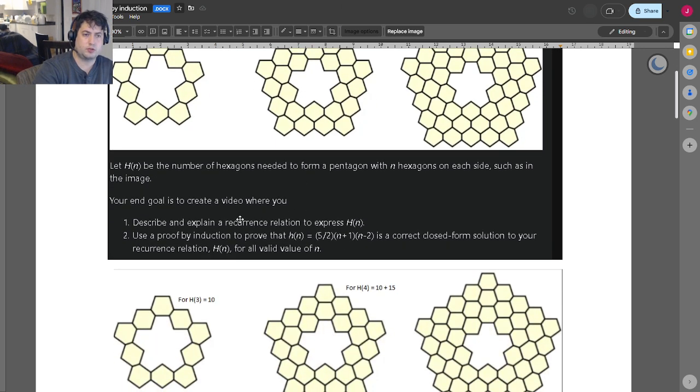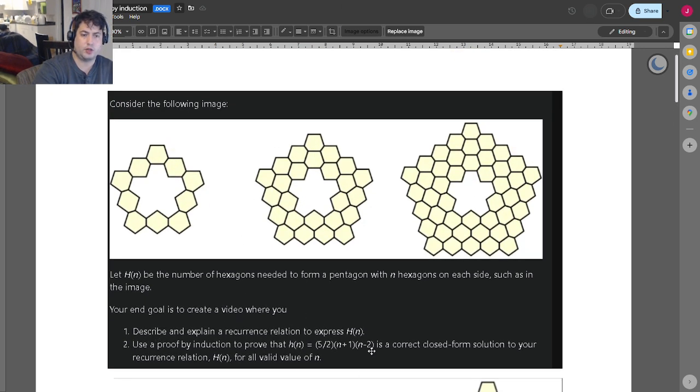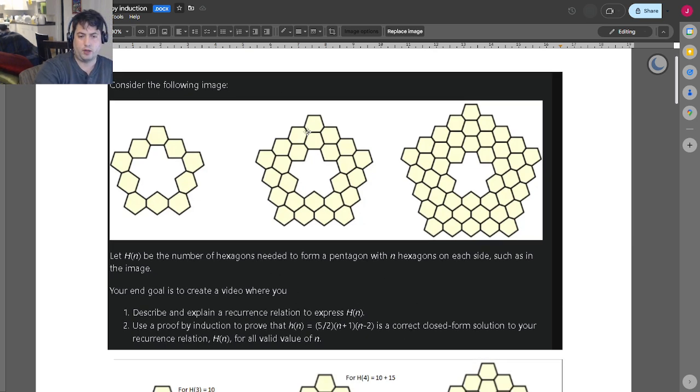And our goal is to describe and explain recurrence relations to express h of n, and use proof by induction to prove that h of n = 5/2 (n + 1)(n - 1) is a correct closed form solution to our h of n recurrence relation for all valid values of n.